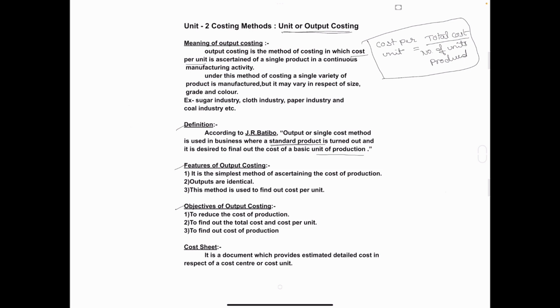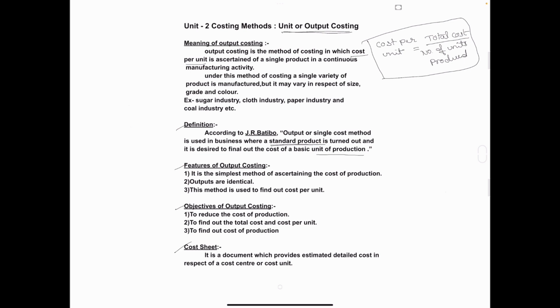Next, objectives of output costing. Number 1, to reduce the cost of production. Number 2, to find out the total cost and cost per unit. Third, to find out cost of production. Next, we'll see the meaning of cost sheet.